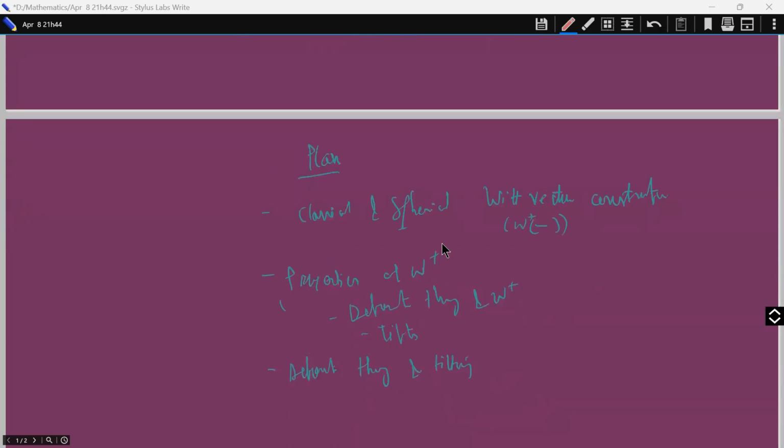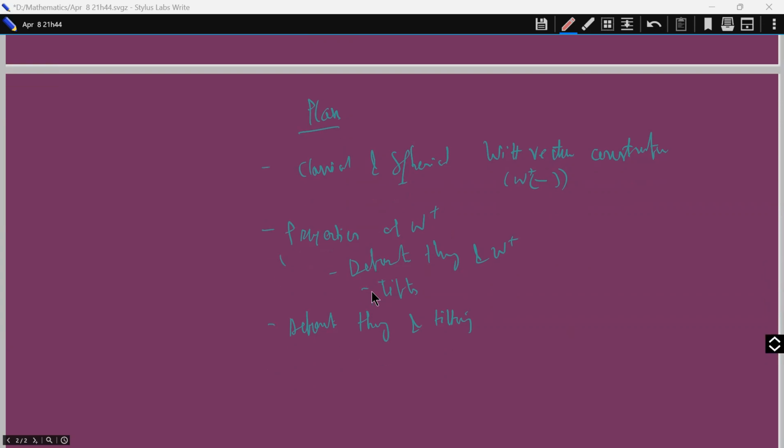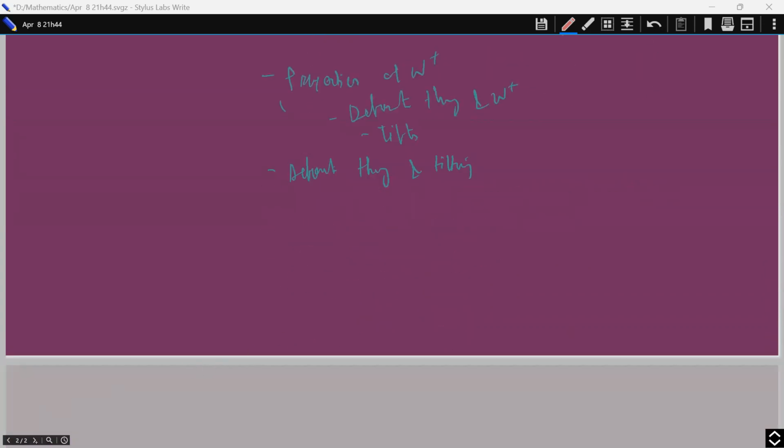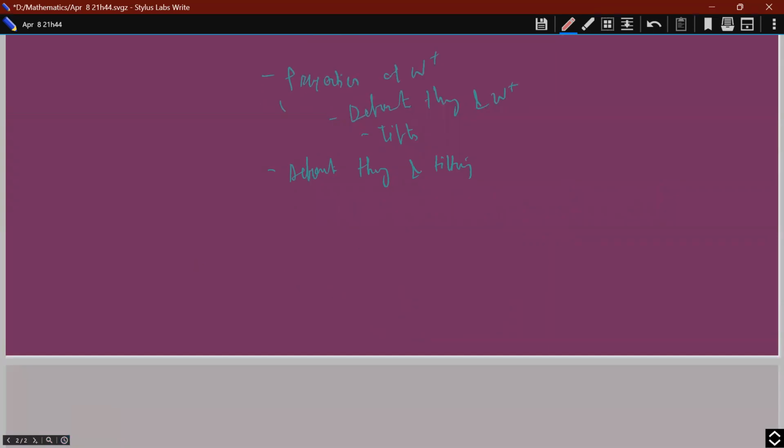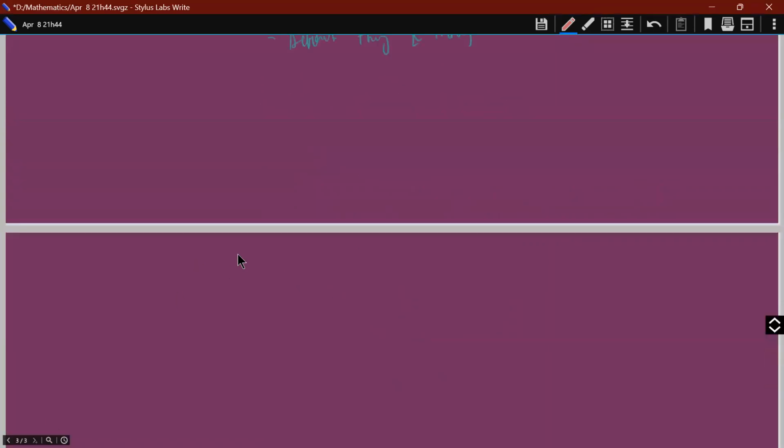Here's the plan. I'd first try to talk about the classical and spherical Witt vector constructions. This is my notation: instead of using bold W, W plus would be my notation, which I'm sticking to for this talk. We'll talk about a few properties of the spherical Witt vectors, the deformation theory, and lifts. And then we'll look at some tilting results. So let's begin.